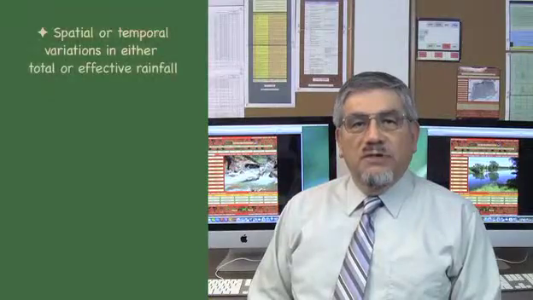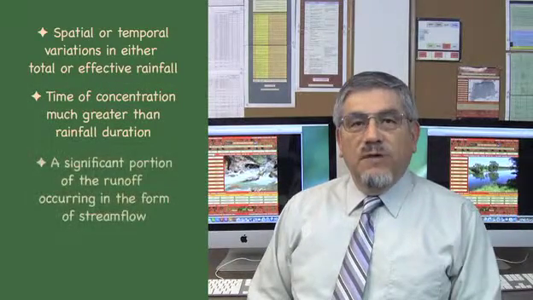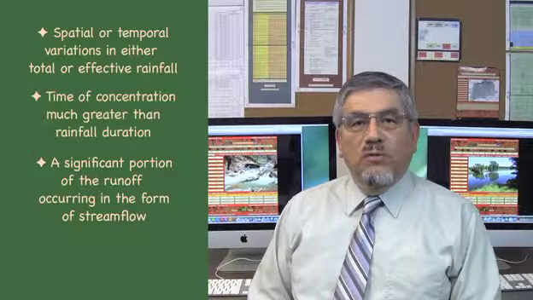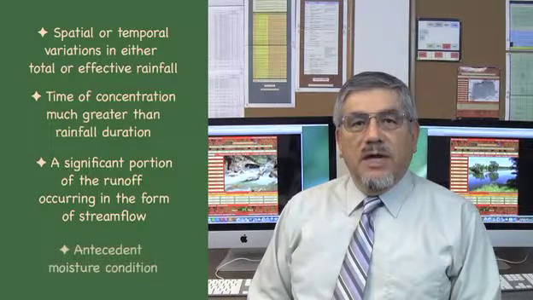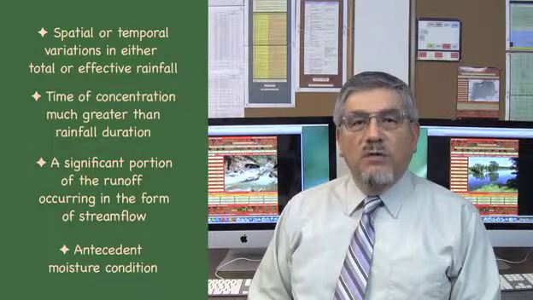All major processes are embodied in the rational method. The rational method does not take into account the following processes: the presence of spatial or temporal variations in either total or effective rainfall, a time of concentration much greater than rainfall duration, a significant portion of the runoff occurring in the form of streamflow, the catchment's antecedent moisture condition, although this condition may be implicitly incorporated into the runoff coefficient.